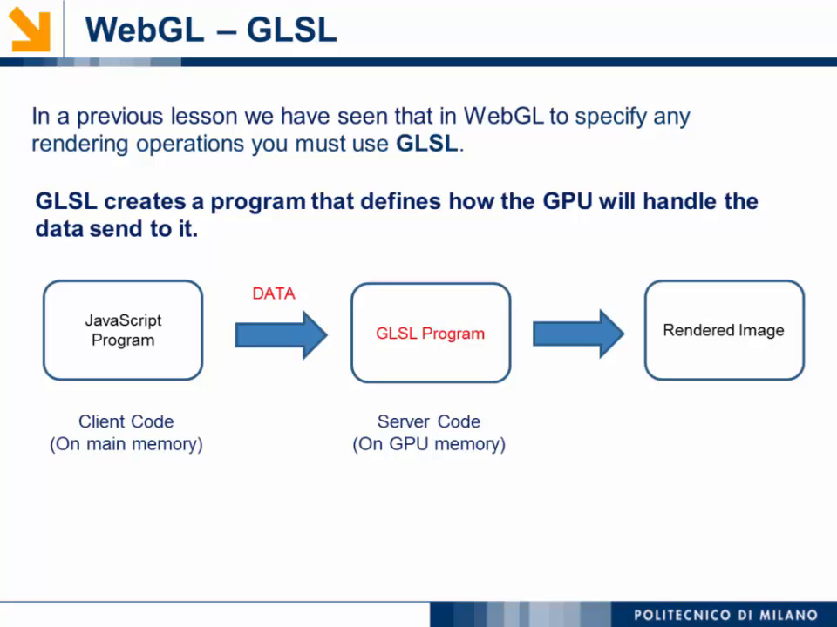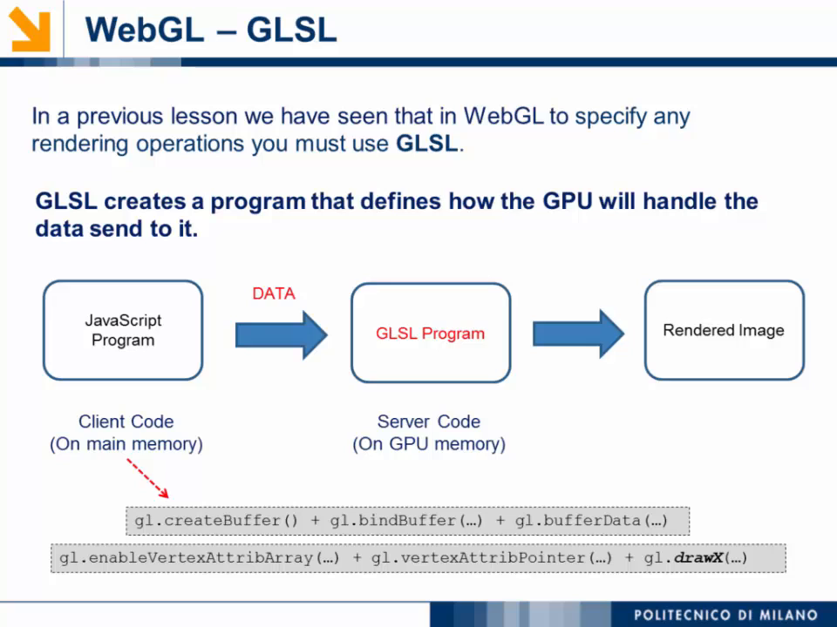We have a JavaScript program which resides on the main memory of your machine, usually, that sends some data to the GLSL program, which instead resides on the memory of your GPU, and after a set of steps, we obtain the rendered image that we want to obtain.